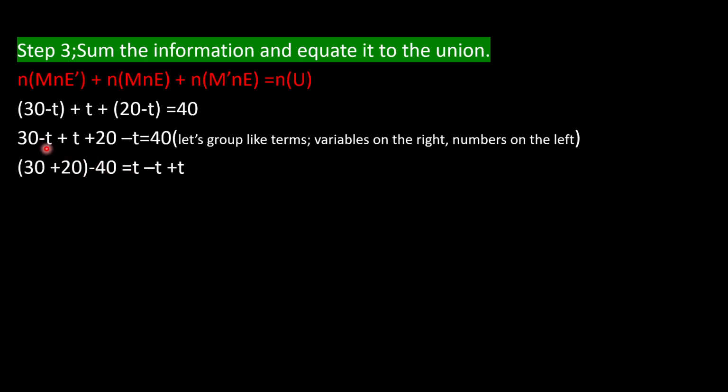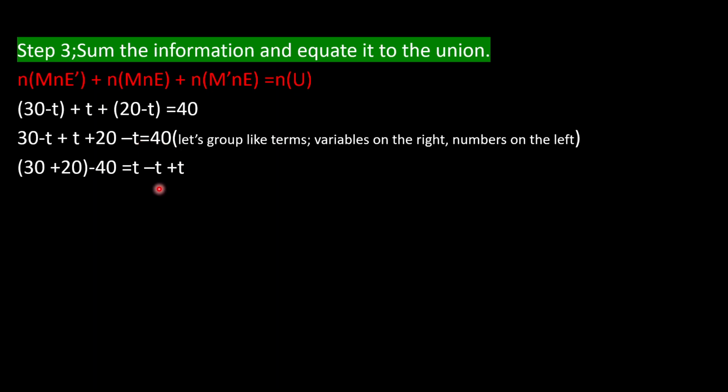So this first t crosses, it had a negative sign attached to it. So when it crosses the equal sign, it will be positive. And let's come to the second t. The second t had a positive sign in front of it. So when it crosses the equal sign, it will become negative. And the third t was negative t, so it had a negative sign attached to it. So when it crosses, it will become a positive t.